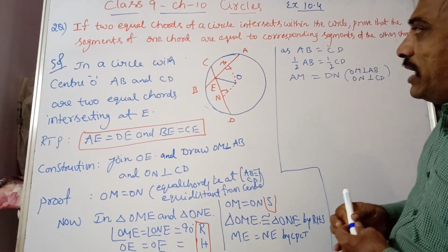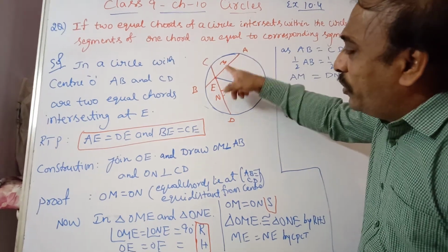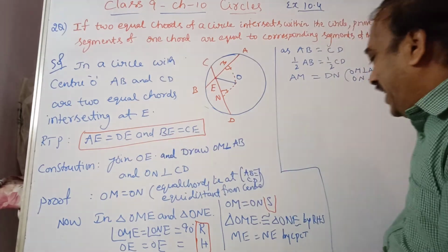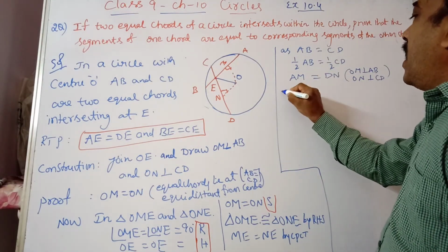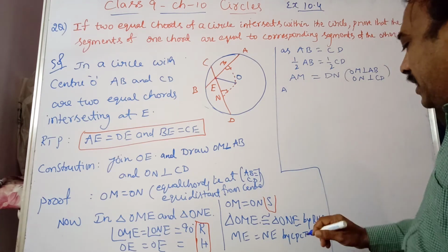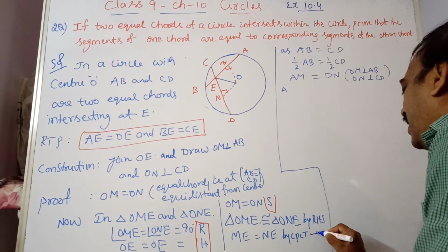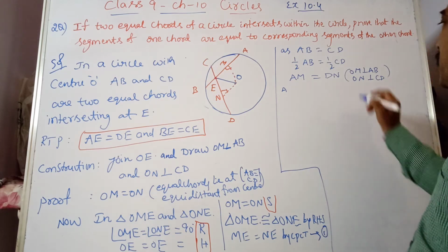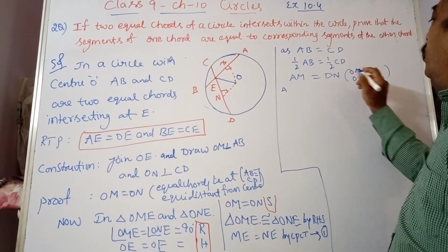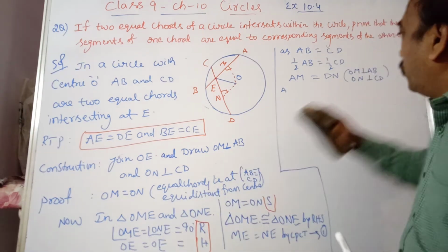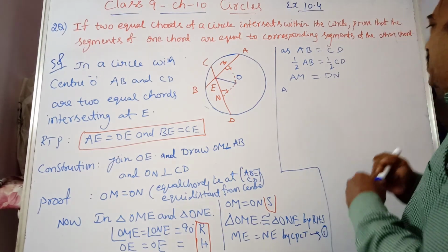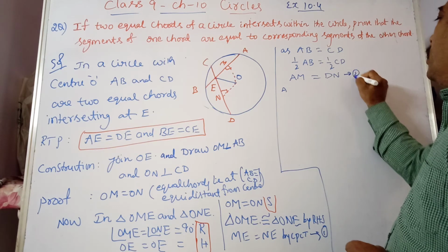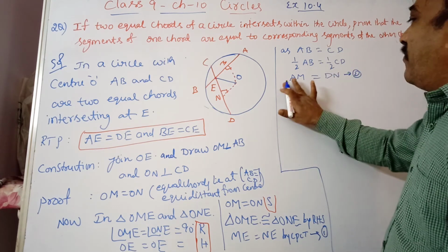Now actually what we have to prove? We have to prove AE is equal to DE. So for this, let this be equation 1 and this is equation 2. OM is perpendicular to, see this one. So AM is equal to DN, this is equation 2. Okay, so adding equations 1 and 2.